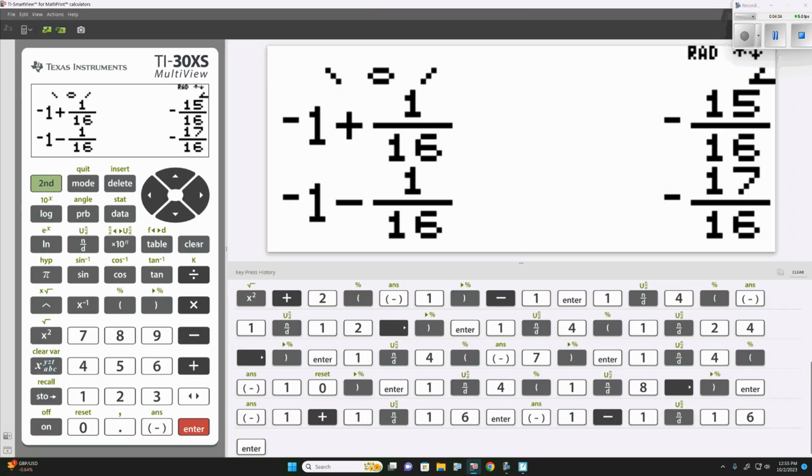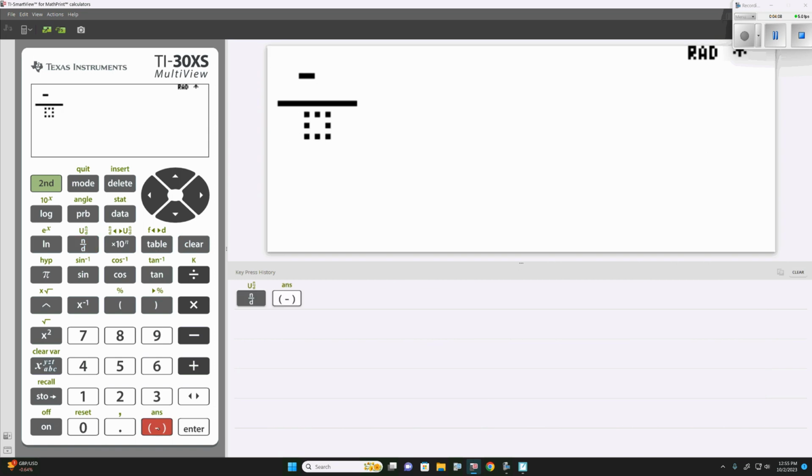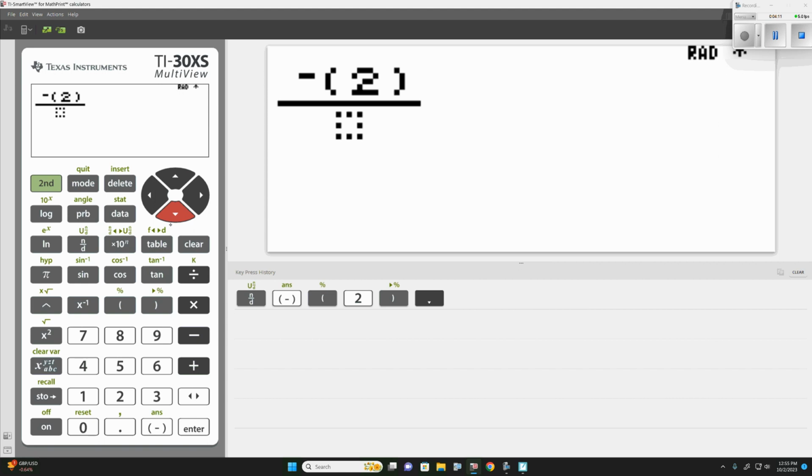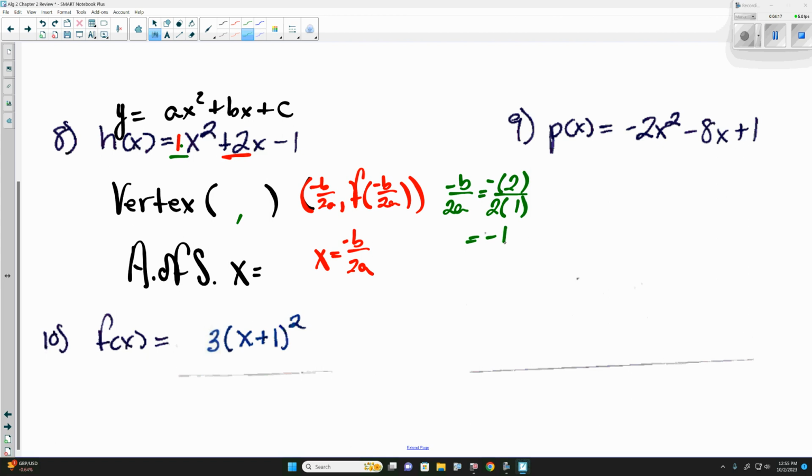Now we could simplify this by hand, or we can simplify it in the calculator. Either one works. So we can say negative 2 over 2 times 1 gives us negative 1. So it tells us the value of negative b over 2a is negative 1, which gives us the x value of the vertex. It also gives us the axis of symmetry.